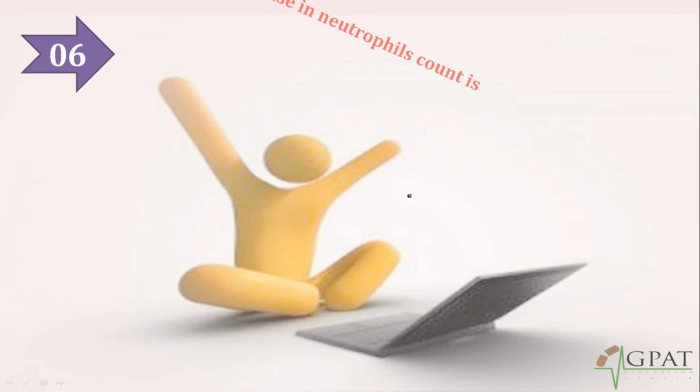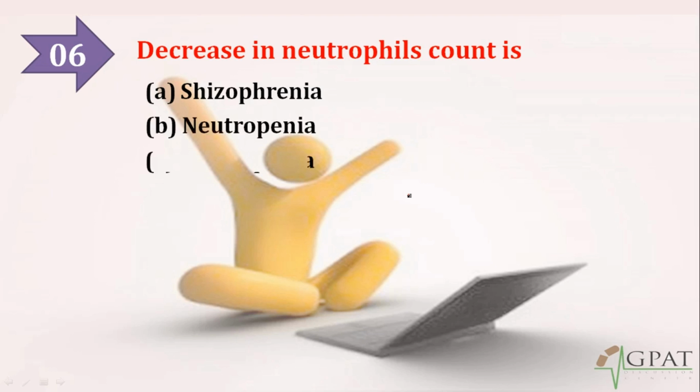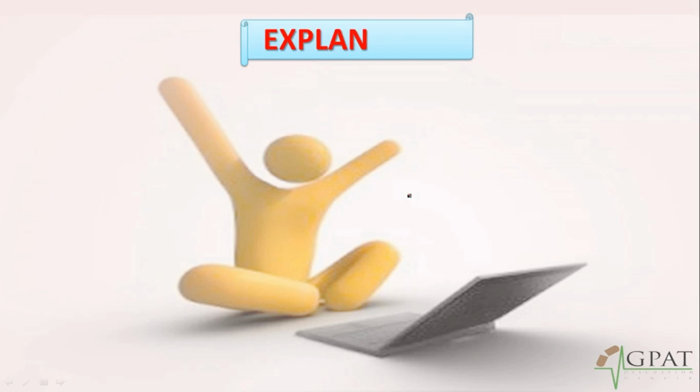Next question, question number 6. Decrease in neutrophil count is schizophrenia, neutropenia, neutrophilia or Alzheimer, and the right option is neutropenia. So what is the meaning of the different words?